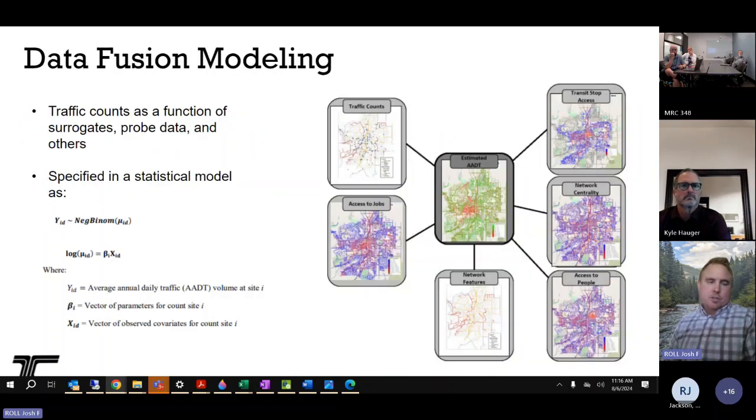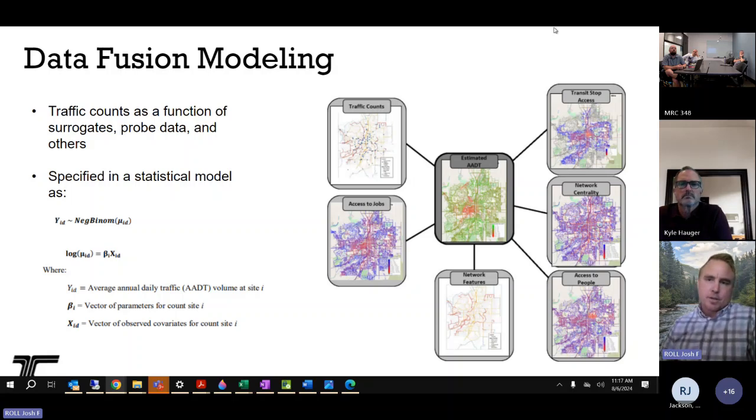So data fusion, what's data fusion? I feel like this is an overly cool term for just some of what were initially, decades ago, the preliminary kind of travel demand models, where you're just taking a count of traffic at an intersection or on a segment, and then, as a function of other built environment variables, predicting the volume at that site. And so data fusion is just a fancy way of saying we're predicting the traffic count as a function of a bunch of other variables that we have data on across the network.